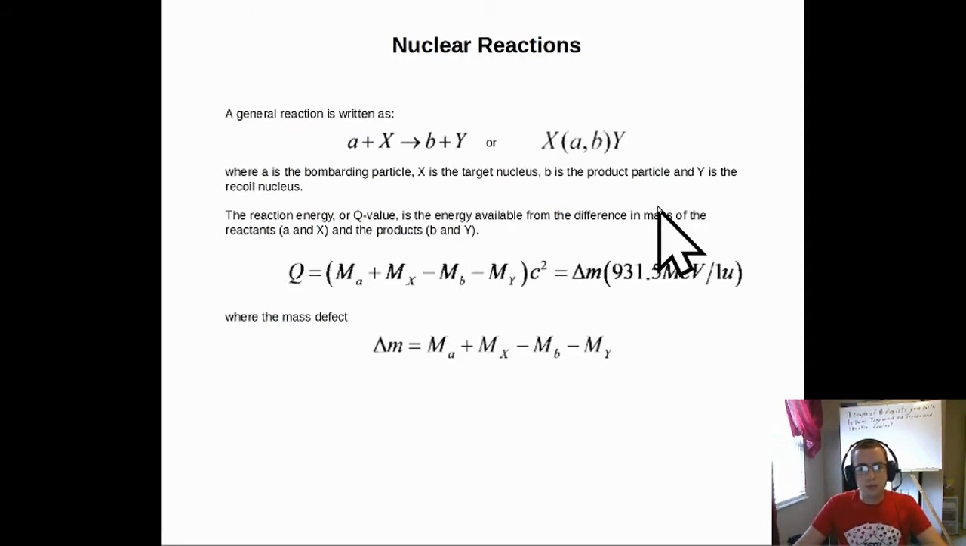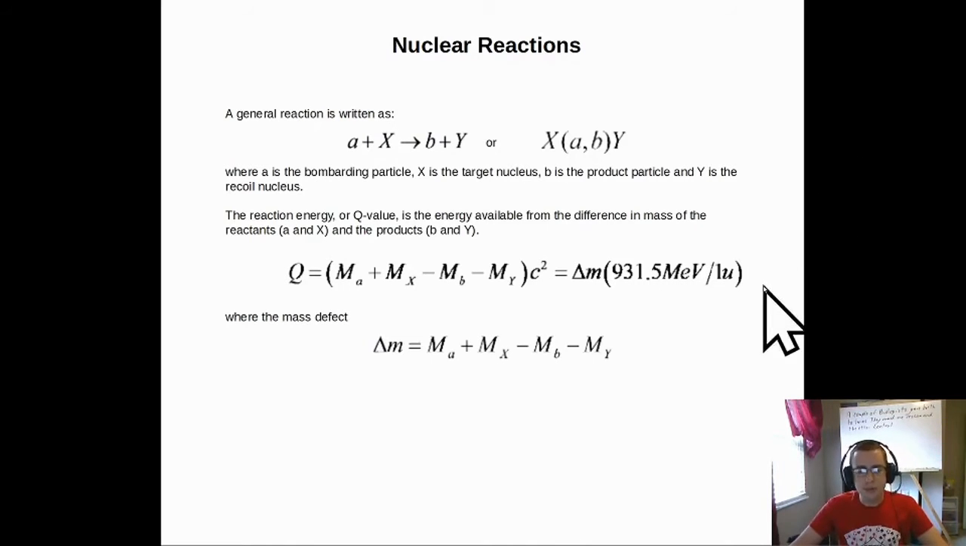So in general, we're going to write a reaction as A plus X goes to B plus Y, where A and B are real small particles, so things like neutrons, electrons, stuff like that. And then X and Y are going to be actual full-fledged atoms or nuclei.